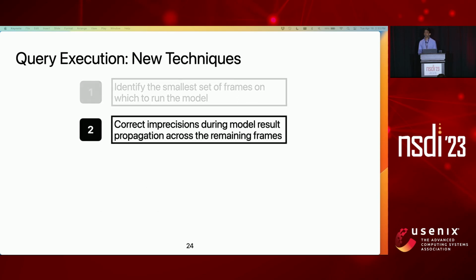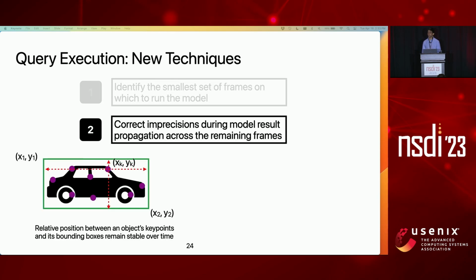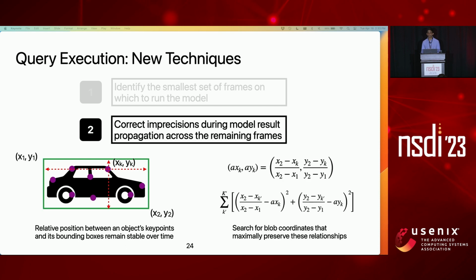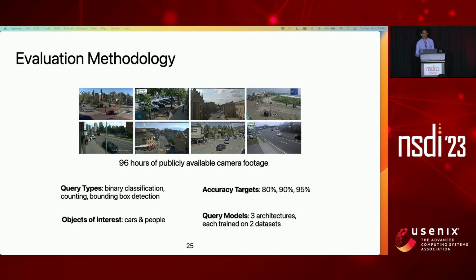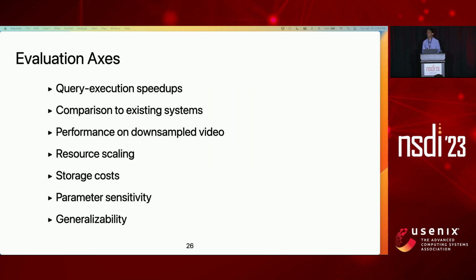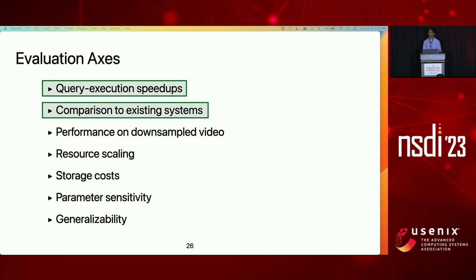To correct imprecisions in the pre-processing outputs, we leverage an observation about the relative position between an object's key points and the model's bounding boxes to dynamically correct the coordinates of blob bounding boxes found at pre-processing. So we evaluated Boggart on 96 hours of publicly available camera footage. Due to limited time today, I will focus on the first two axes of Boggart's evaluation results.